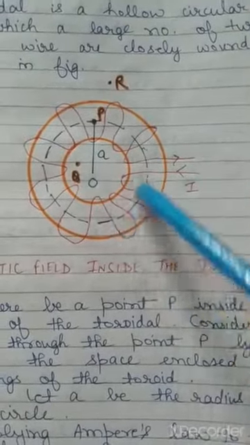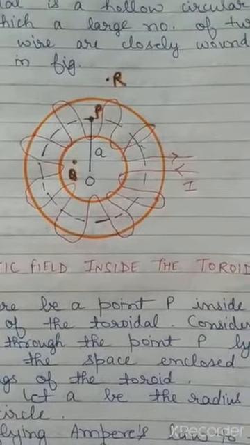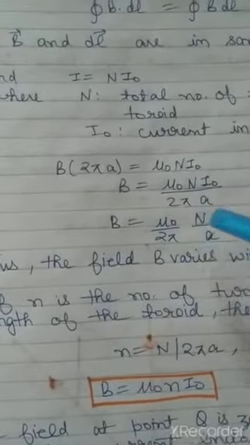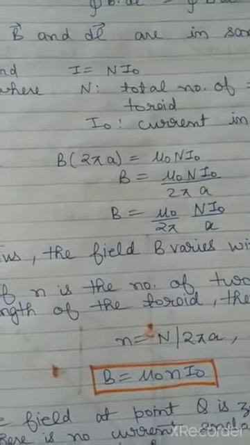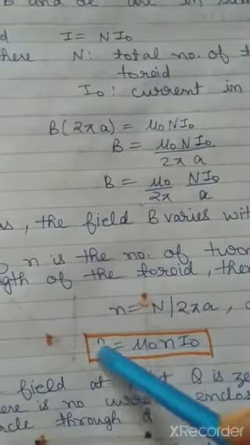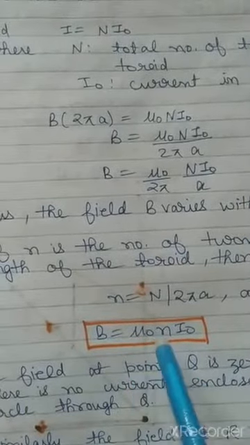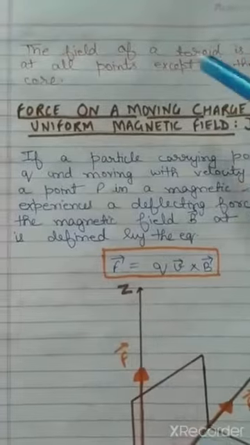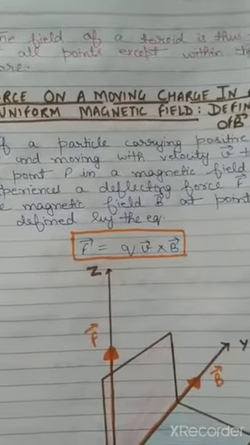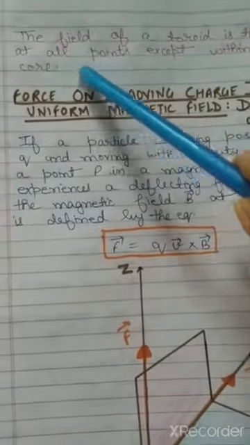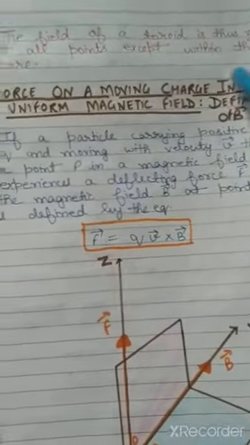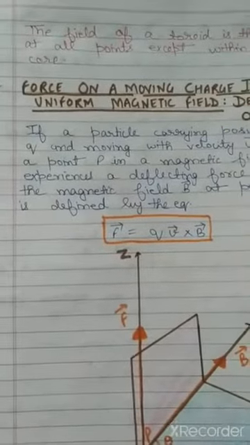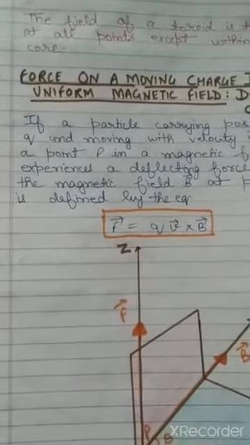Inside the core of the toroid we will get a strong magnetic field whose value will be B equal to mu naught by 2 pi n I naught by a, or we can have B equal to mu naught n into I naught. So thus the conclusion is that the field of the toroid is 0 at all points except within the core.